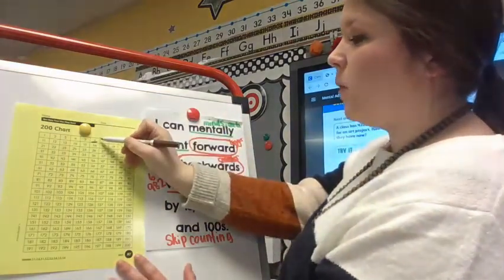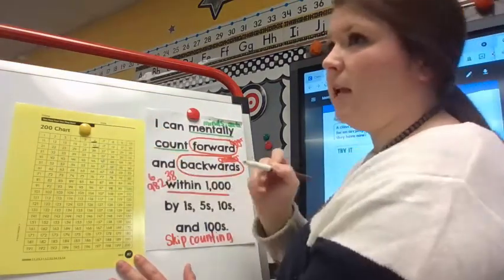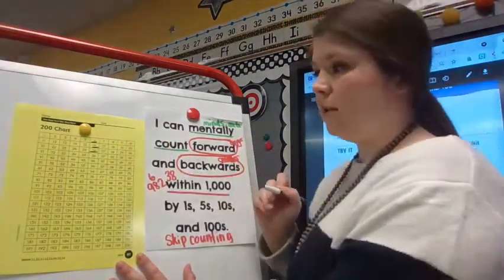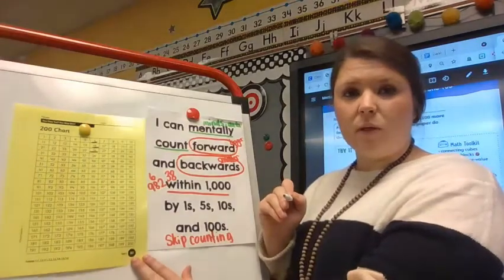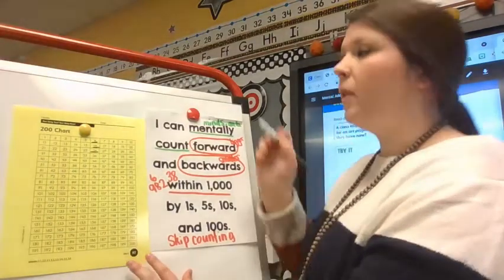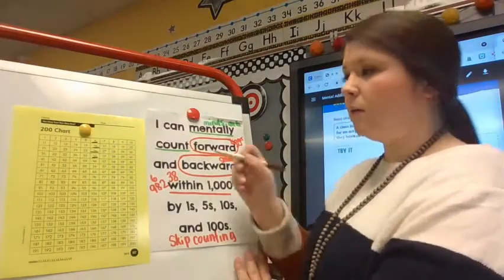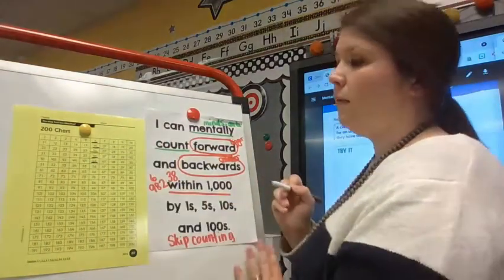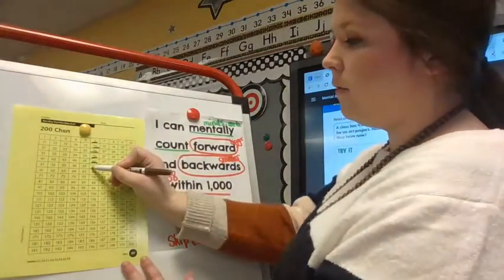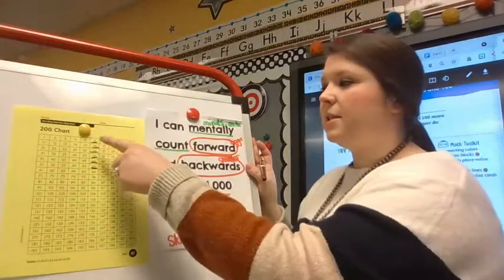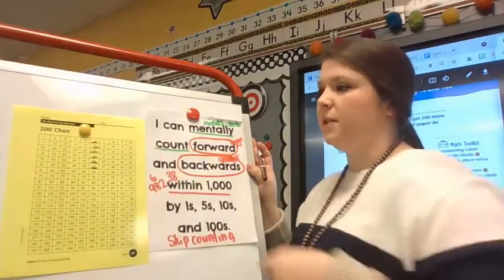So when we're at 6 and we add 10 more, we're at 16. 16, add 10 more, 26. 26, add 10 more is what? 36. 36, add 10 more, 46. 46, add 10 more, 56. So I want you to look at what we have so far. 6, 16, 26, 36, 46, 56.